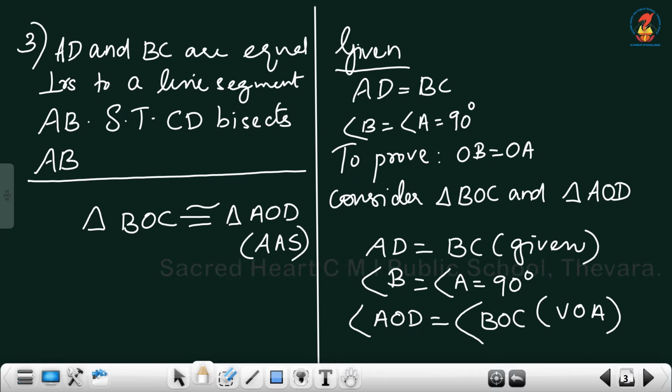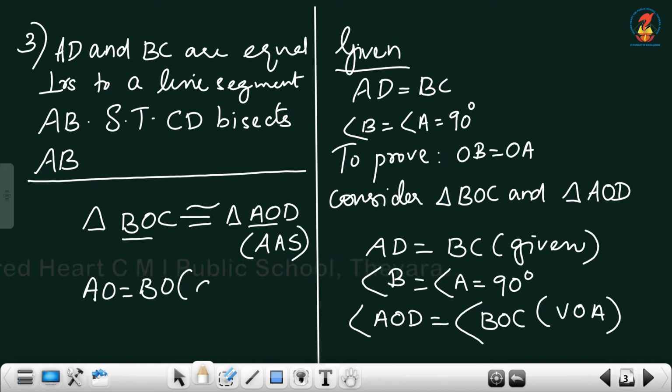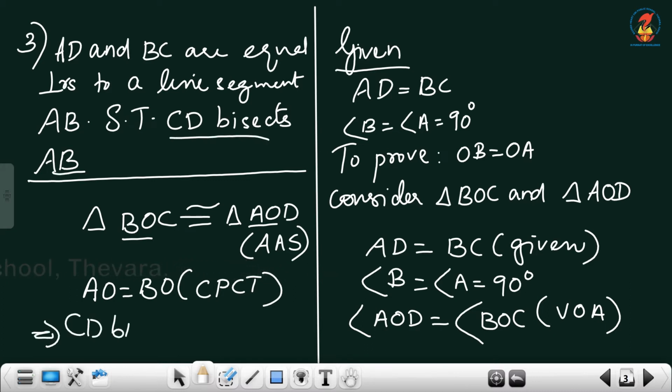So if these two are congruent, what we can say? AO is equal to BO using CPCT. If these two are equal, we can say CD bisects AB. This implies CD bisects AB.